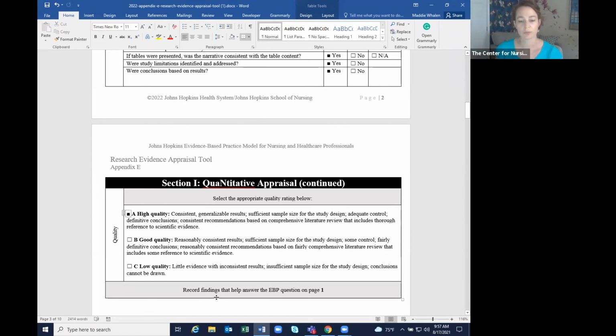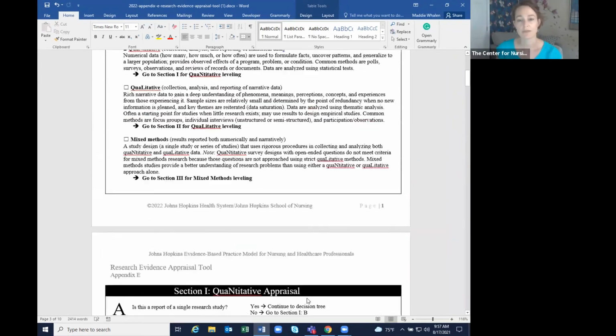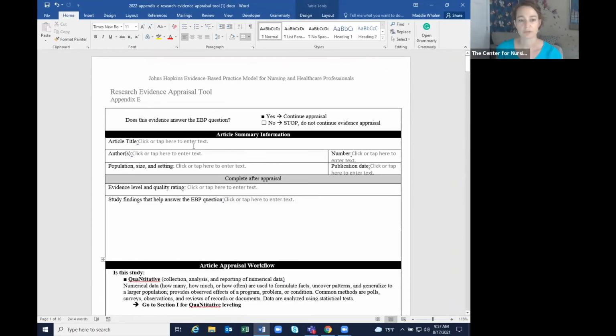And then we're going to go back up and record the findings that help answer the EBP question on page 1. So we actually go back to the top. And this is where we would fill in all this extra information about the title, the authors, the population size. And then we don't have a question at the moment, but if we did, what part of the article helps us answer that EBP question? So I'm just going to put in 2A. And this is going to help us fill out subsequent tools in the EBP process.